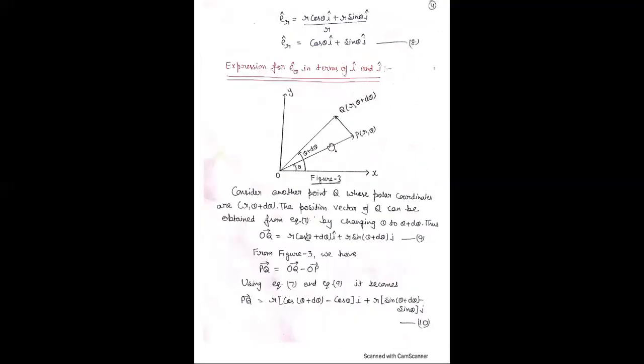And we know that the e_theta unit vector is a unit vector in the direction of increasing theta. Therefore, it is defined as the e_theta unit vector equal to PQ, the unit vector along increasing theta, and PQ represents the increase in theta.